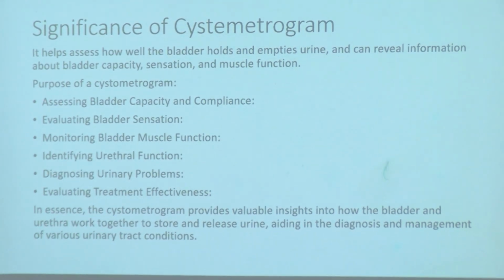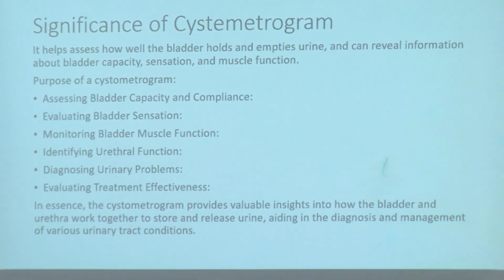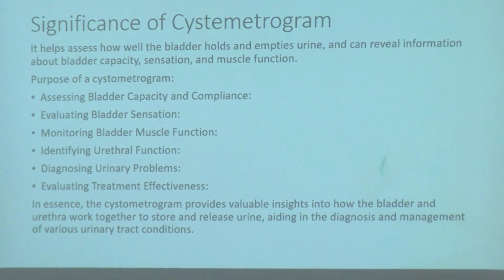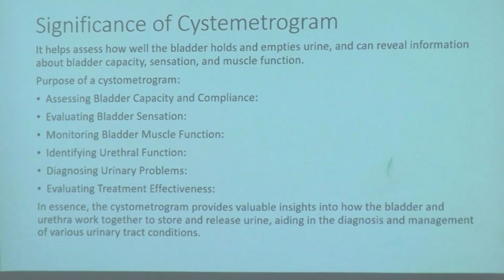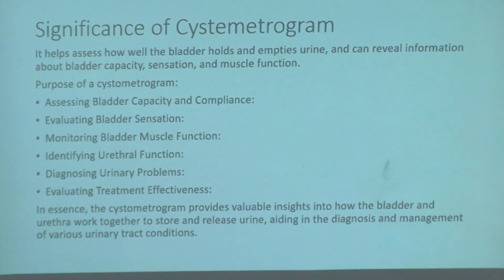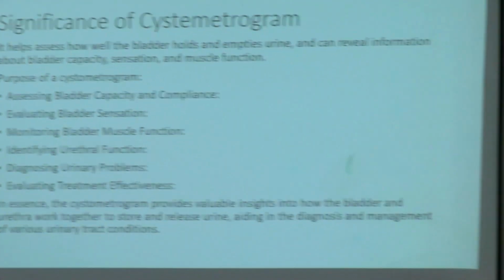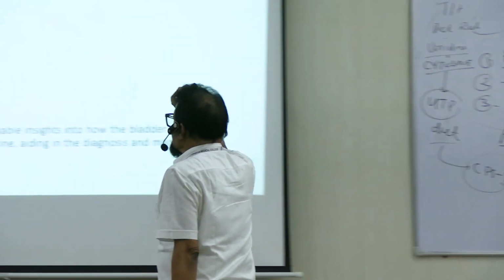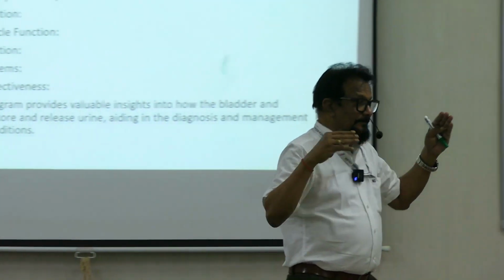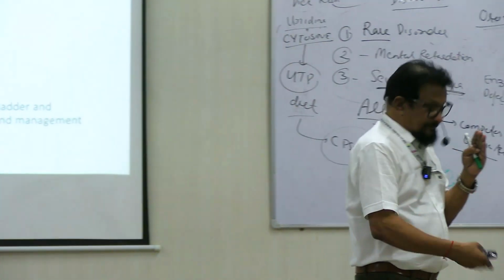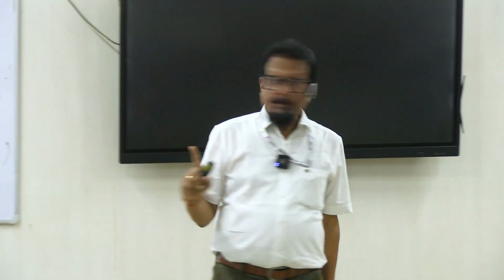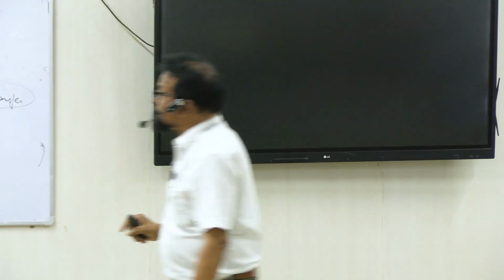Next, evaluating bladder sensation, meaning afferent sensation. Whether it is having proper afferent sensation, because based on this afferent state, the reflex will operate. So this is important. Evaluating bladder sensation, monitoring bladder muscle function. How the detrusor muscle or sphincter is working. That can be assessed by cystometrogram.